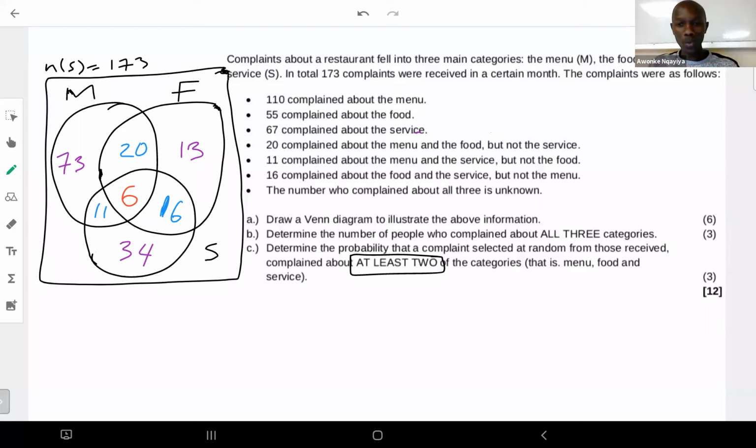So the complaint can be about menu and food, or about service and food, or about menu and service. And then the complaint can be about all of these 3 categories. But the complaint in this case is not allowed to fall under only 1 category. So it can be 2 or 3. Do you get the question now? Yes, sir. Okay. So the answer is the regions where 2 or more categories are intersecting. It can be 2 intersections or 3.